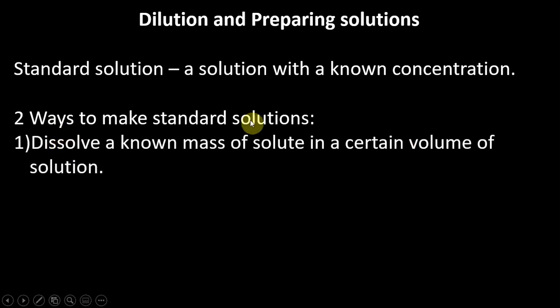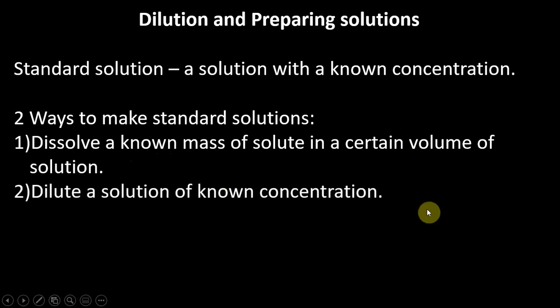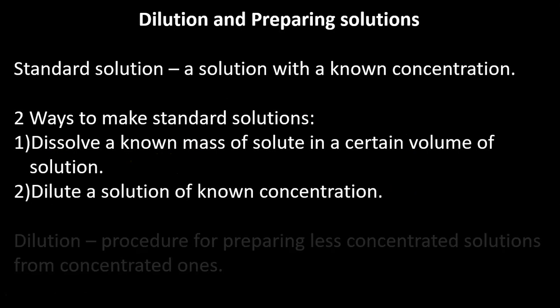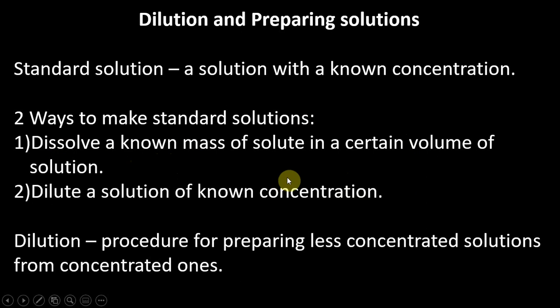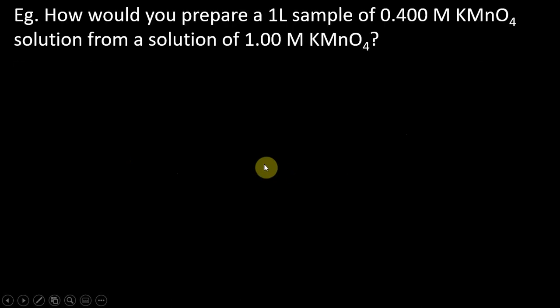There's two ways to make the standard solutions. One is to dissolve a known mass of a solute in a certain volume of the solution, and then secondly to dilute a known concentration to something that's less concentrated. In class, I would show you a demonstration on how all this is done. Sadly, we can't do that this year. So here's an example. How would you prepare a 1 liter sample of a 0.4 molar potassium permanganate solution from a 1 molar potassium permanganate solution?